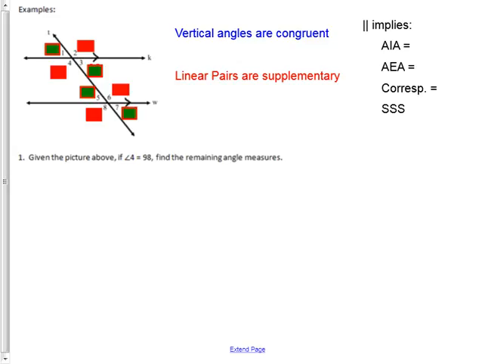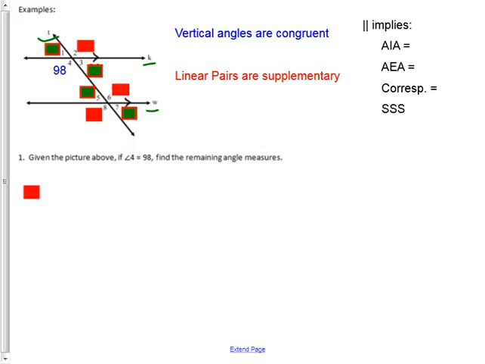Now we have our third and final video for section 1 here. In this case, we are given these lines. We have W and K cut by a transversal T. If we were given in the picture above that angle 4 is 98, we can pull that aside. We know for sure that that's 98.